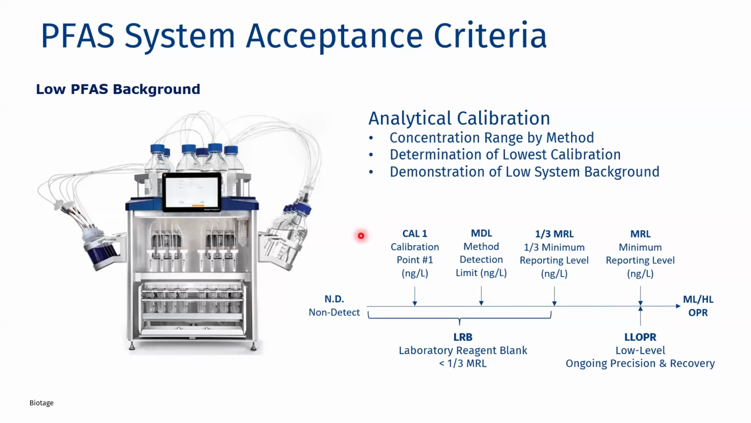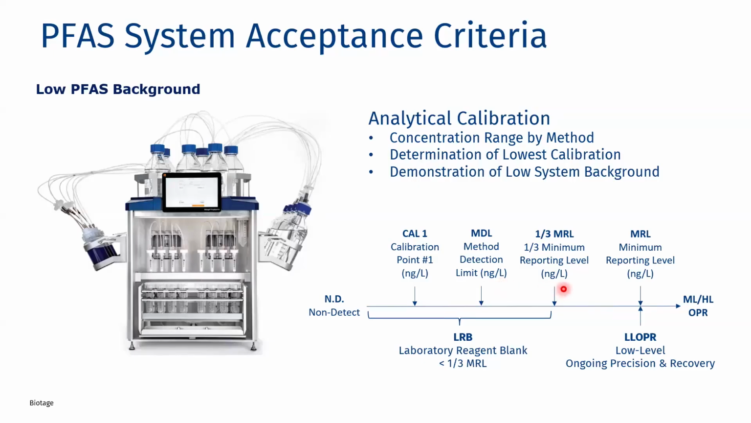On the left-hand side, we have no detect, and then we have a line that increases in concentration. And so your first point right here, this is your system calibration point, number 1, in nanograms per liter. So this is sample concentration. And then typically from there, you'll have your method detection limit. So this is what you were able to identify as the lowest detection limit that is reproducible, and that includes your analysis and your sample extraction.